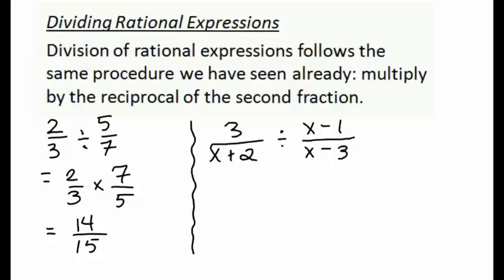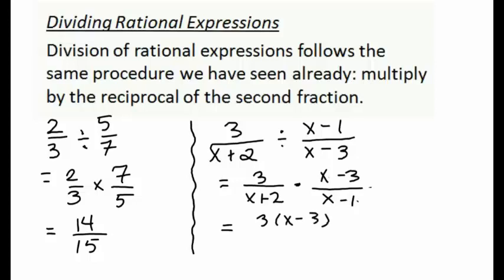So this procedure that we do with fractions is the exact same procedure that we do with our rational expressions. Here we would copy down our first fraction just as it is. We change our division sign to a multiplication sign. And then we flip our second fraction, that is, we take the reciprocal of it. And now we work through this multiplication instead. 3 times x minus 3, and x plus 2 times x minus 1.